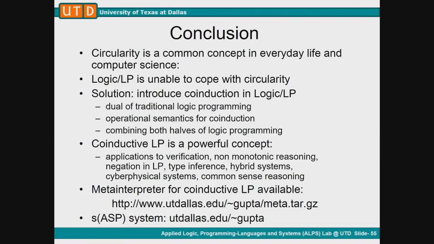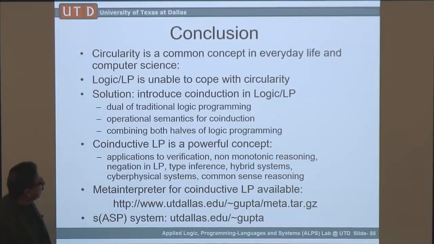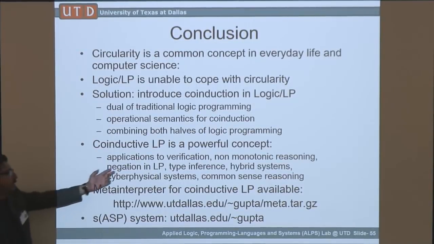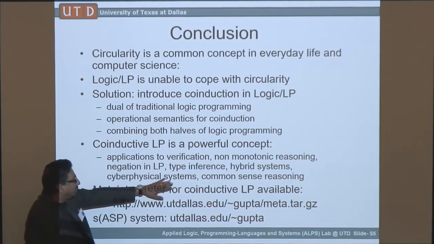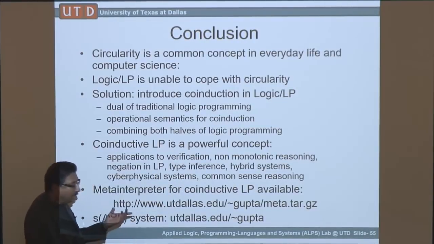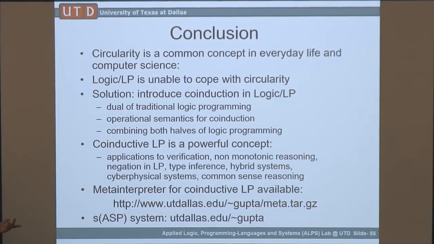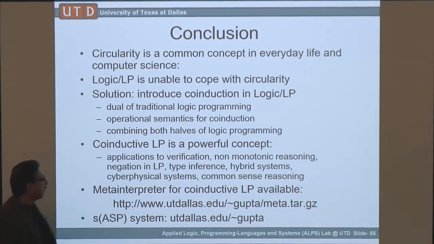Okay, so to conclude, we talked about circularity, how circularity is a concept that occurs in everyday life and computer science. Logic programming is unable to cope with circularity. And the solution is to introduce co-induction in logic programming. As you can see, co-inductive logic programming, co-induction, is a powerful concept. Applications include verification, non-monotonic reasoning, negation in logic programming, type inference. So if you want to build co-inductive type inference engines, you can use co-inductive logic programming. Really, the type inference engine of most functional languages really is a logic programming engine. Also hybrid systems, cyber-physical systems, common sense reasoning.